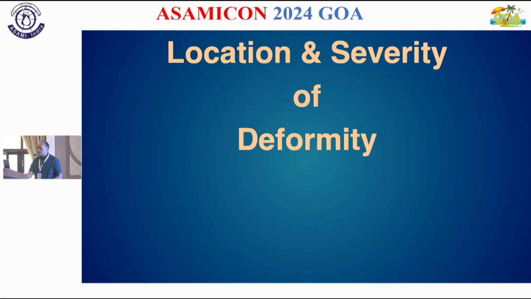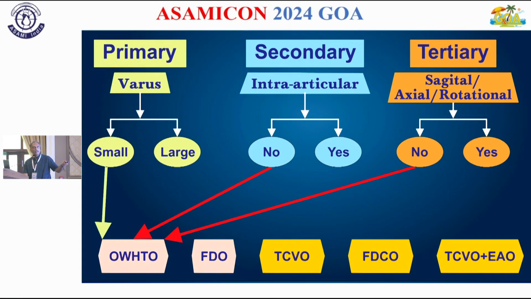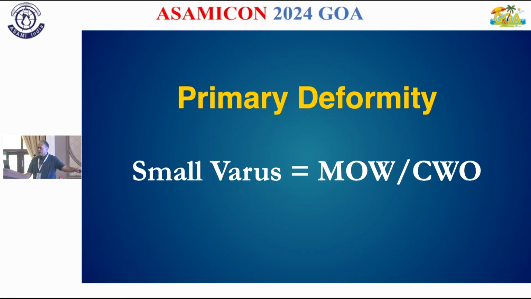So what's the algorithm based on these criteria? If you have a small primary varus deformity, but you don't have a secondary intra-articular, don't have a tertiary sagittal, axial, rotational, you need the opening wedge or the closing wedge in the tibia. Both will do well. So in small deformities like this, you can do this.